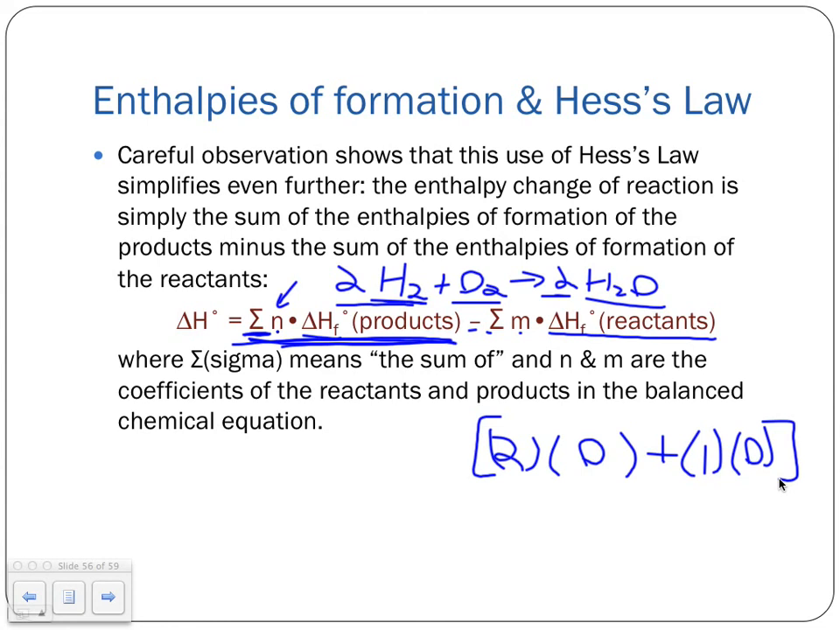And so that's all you really do: you take the coefficient times the standard enthalpy of formation, the coefficient times the standard enthalpy of formation, the coefficient times the standard enthalpy of formation, and you add up all those values for your products, and you add up all those values from your reactants, and you take the difference, the sum of the products minus the sum of the reactants. If you do that, that will give you ΔH naught: the enthalpy of reaction, the heat of reaction for that reaction.